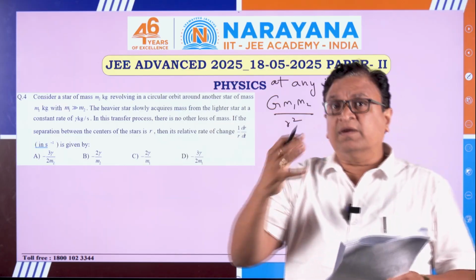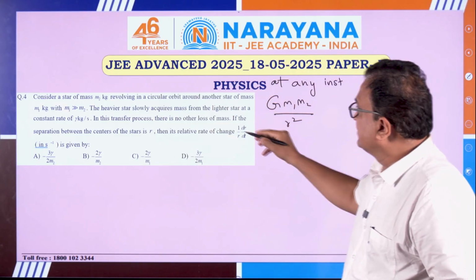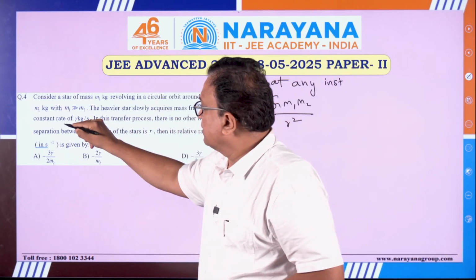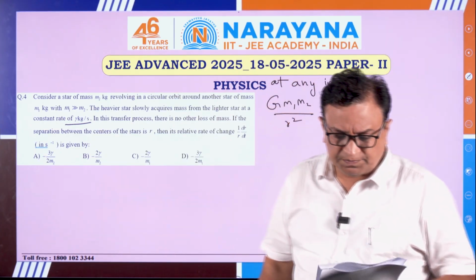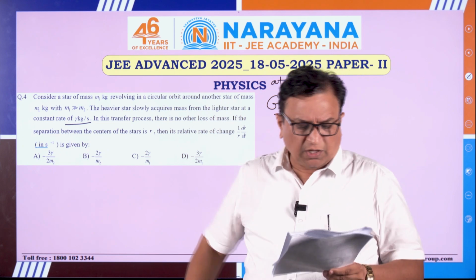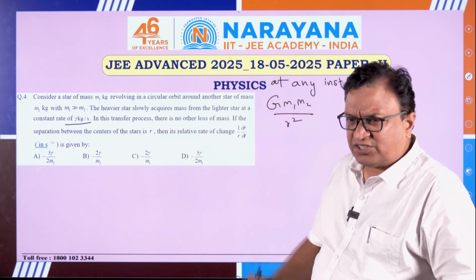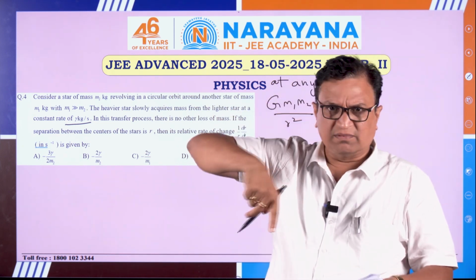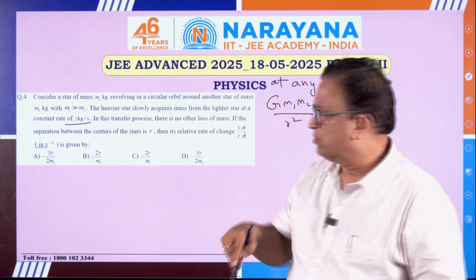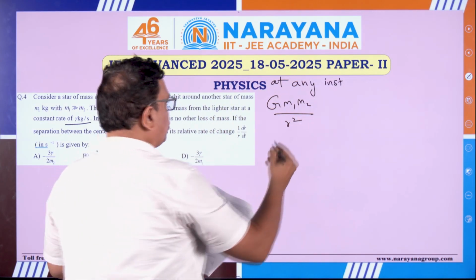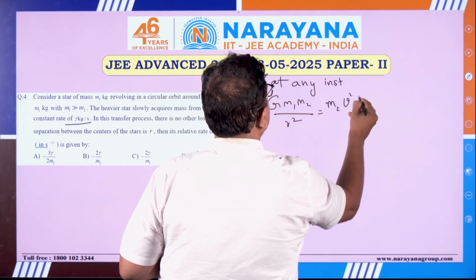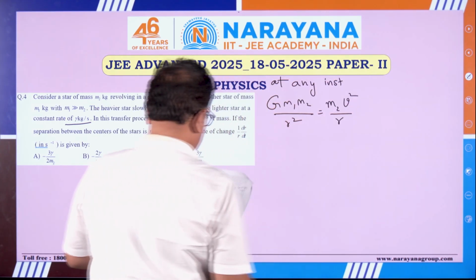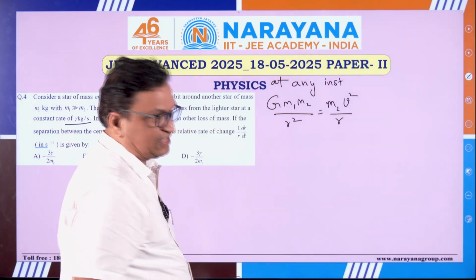The lighter one is losing mass at this rate. They have given clearly a rate of gamma kg per second. Clearly mentioned. Now the question is, at any given instant, it's in motion around it, right? Circular motion, I assume. Then this should be m2 v square by r must satisfy.